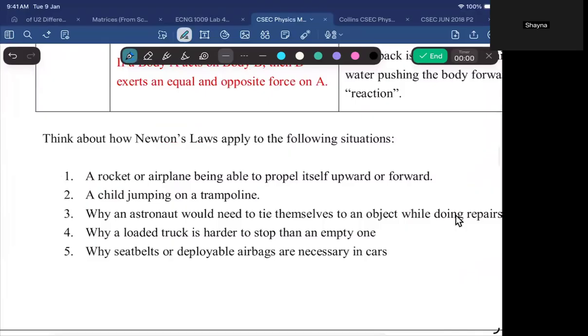And these are some cases. So Shayna, let's try to identify which of Newton's laws we could apply to these cases. Part one: a rocket or airplane being able to propel itself upward or forward. Which one is this? First, second, or third?